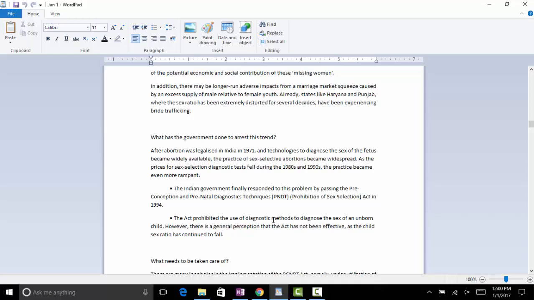Have you seen any of the Nukkad Natak? So you could see how deep the impact is. And so this one point you can write at multiple places, because awareness is something you can write in so many different questions. And more importantly, in ethics as well.